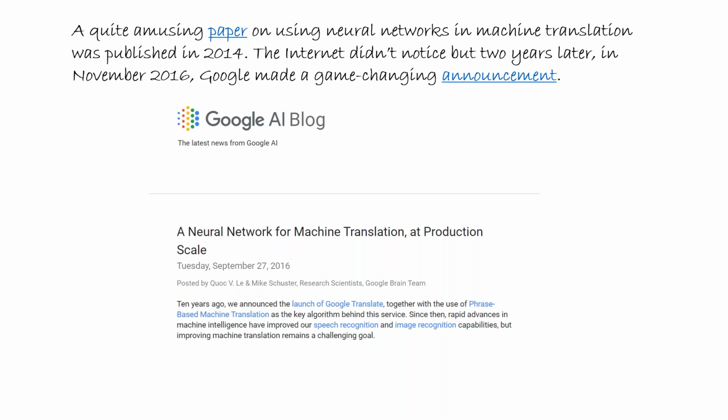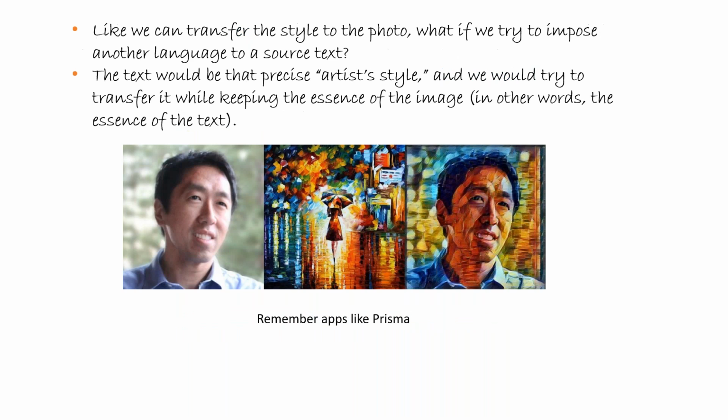So that's an interesting milestone that was achieved in 2016. And as we see the history of machine translation and statistical machine translation over time, let's go deeper into neural machine translation.